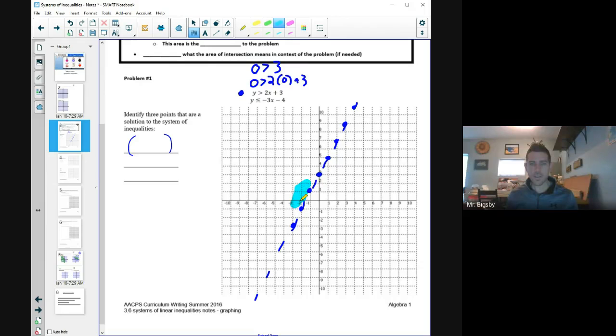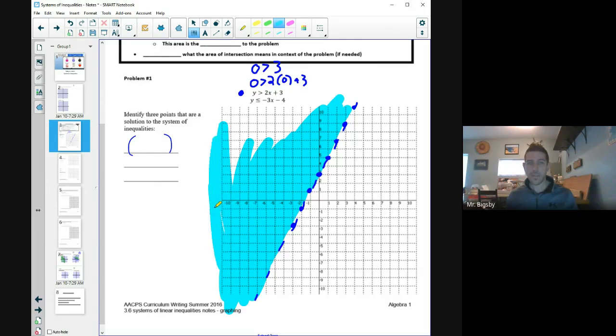So shade everything on this side of the boundary line because we can't shade the right side, because 0, 0 was not a true statement for that inequality. So there's our first step, which is simply to graph an inequality. And we learned this earlier in the year when we were graphing one inequality at a time. And there we go. We now have a nice, pretty solution set to the first inequality.